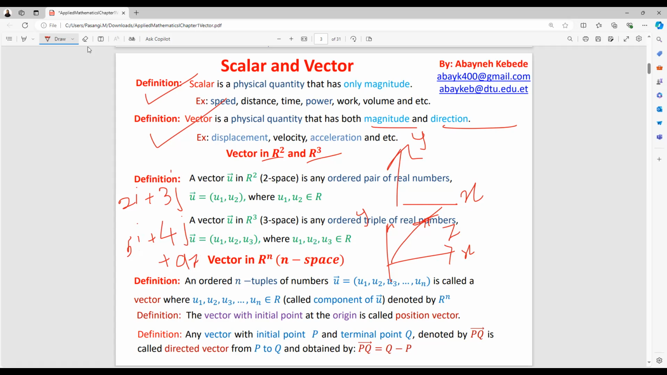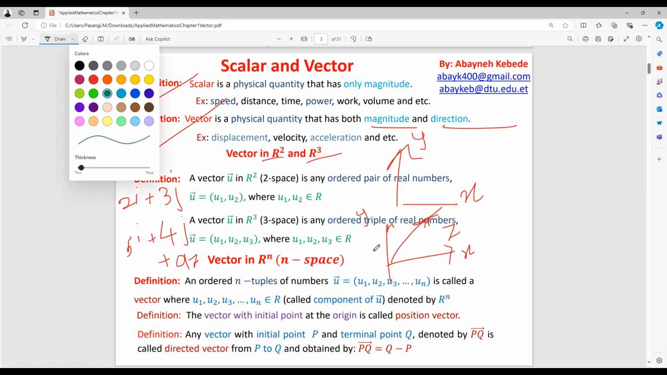Yes. Okay. Now what will happen if it's n-space? What do you think? How many real numbers are there to describe this entire vector, which is in n-space? How many numbers do we actually need to mention? N numbers. Yes, n number of digits, right? So a vector in Rn means the n-space.